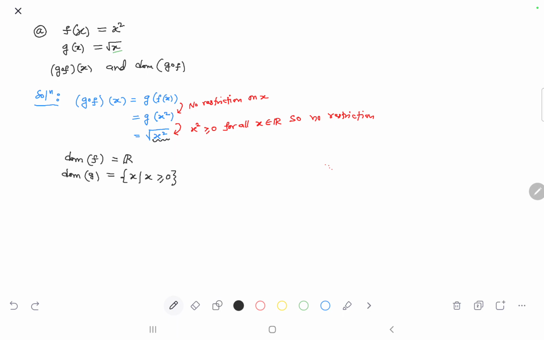So, in the exam, how do you calculate the domain of G composition F? How do you write it? Let me write here. This way you write, then you never get a mistake. The domain of this means it contains those elements from the domain of F such that F(x) will be inside the domain of G. So, the domain of F is the whole real number system. So, x belongs to R such that x squared will be in the set of non-negative numbers, right?